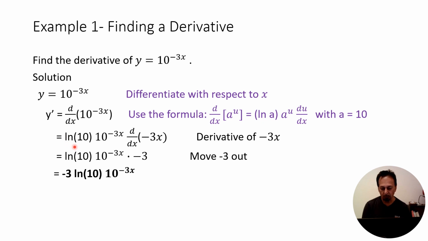So we write natural log of 10, then we write 10 to the minus 3x, and then write d over dx of u, and u is what? Minus 3x. So we simplify: natural log of 10 times 10 to the minus 3x, and the derivative of minus 3x is minus 3. Now we move the minus 3 out, so the final answer is negative 3 natural log of 10 times 10 to the minus 3x.